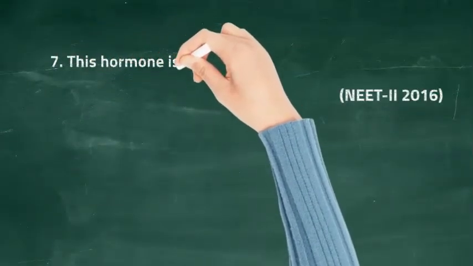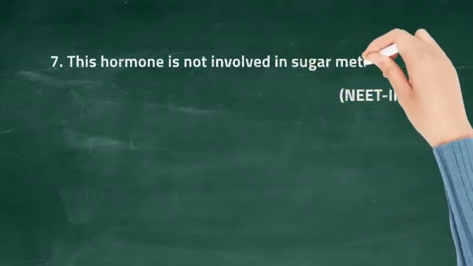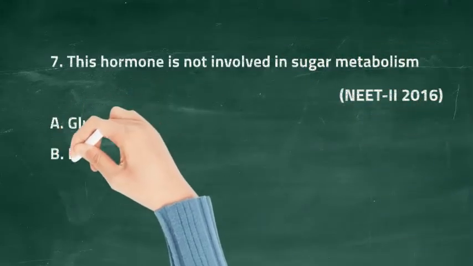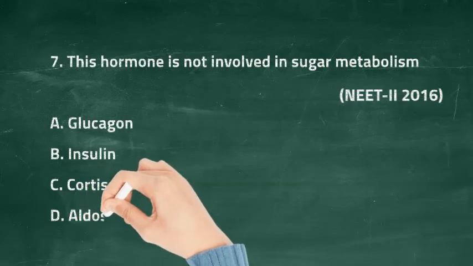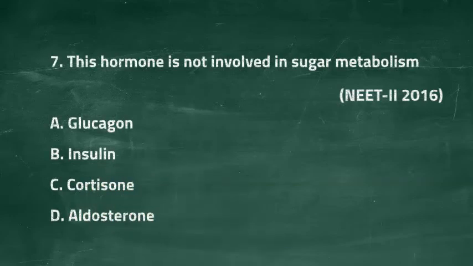Question 7. Which hormone is not involved in sugar metabolism? Option A is glucagon and option B is insulin. Option C is cortisone and option D is aldosterone. So the right answer for this question is option D, aldosterone.